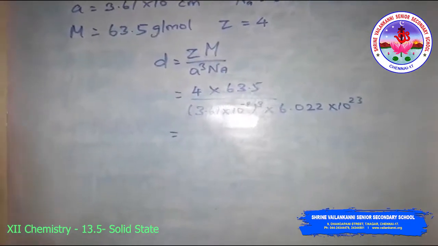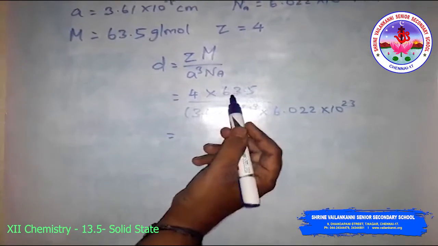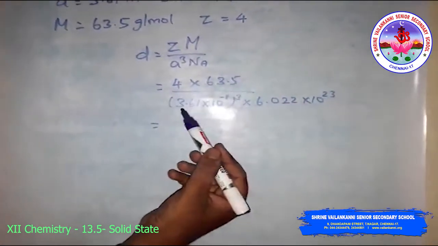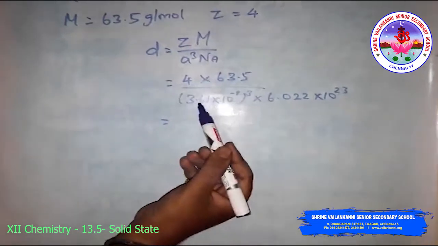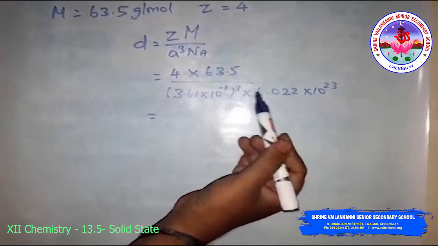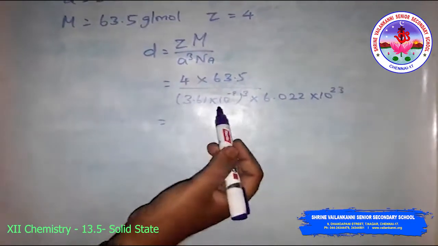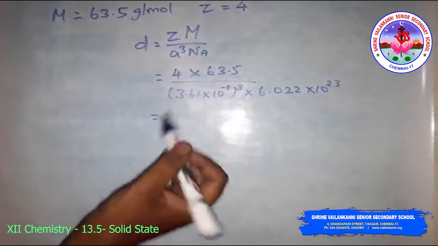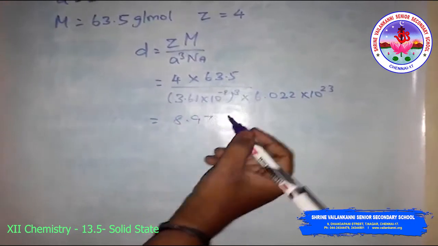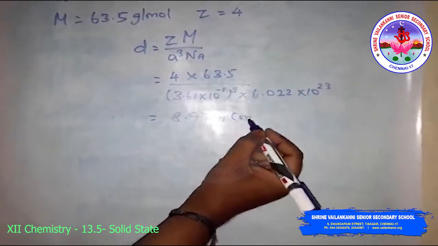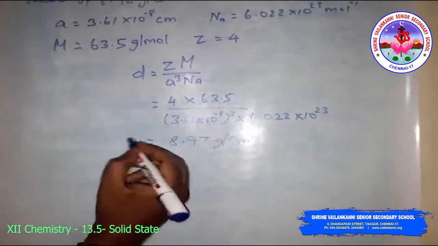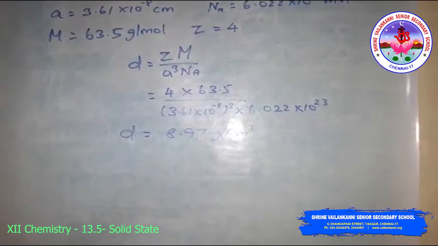So take the log value of 4 and add the log value of 63.5, and the log value of 3.61 three times, add it. Then again take the log value of 6.022, add it, then subtract the values, and you will get the final answer, 8.97 gram per centimeter cube. So here the density is 8.97 gram per centimeter cube.